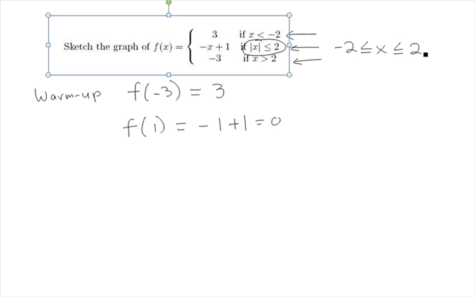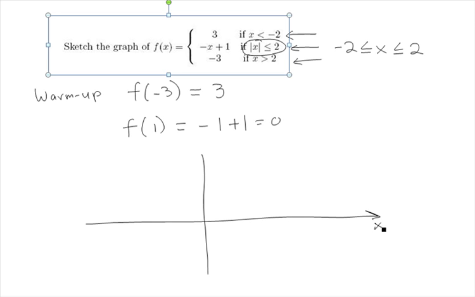So based upon this observation, we see that the domain of this function is all real numbers, but the domain is split up into 3 pieces, which means that our graph is also going to be split up into 3 pieces. So let's think of the graph of this function.